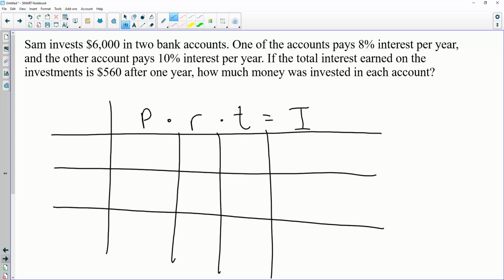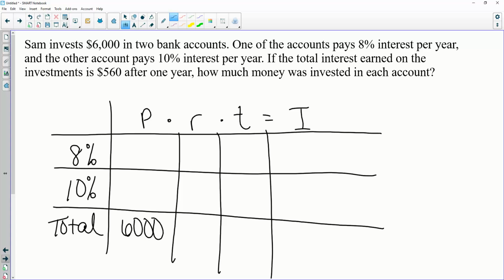Okay. So he tells us one account is paying 8%, one is 10%. We have our total. All right. So Sam invests $6,000 in 2 different accounts. Where would my 6,000 go? Total principal. That's how much money we start with.